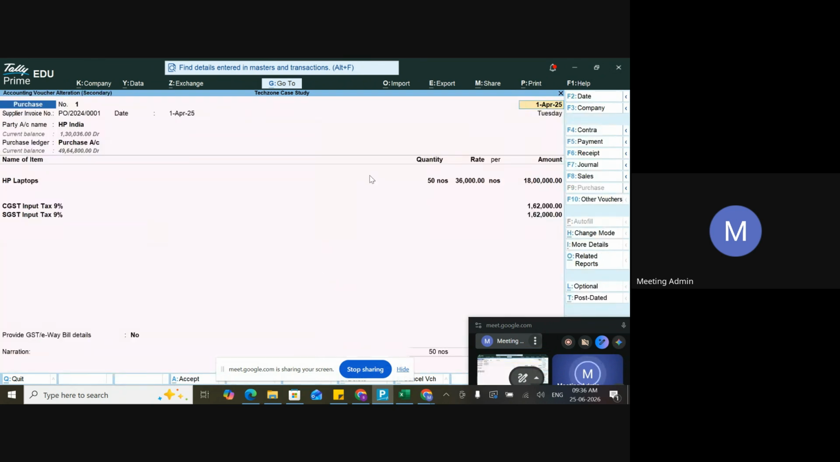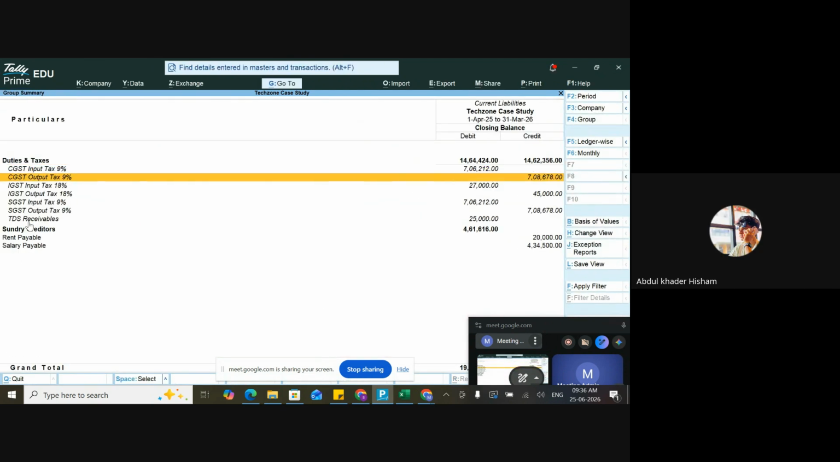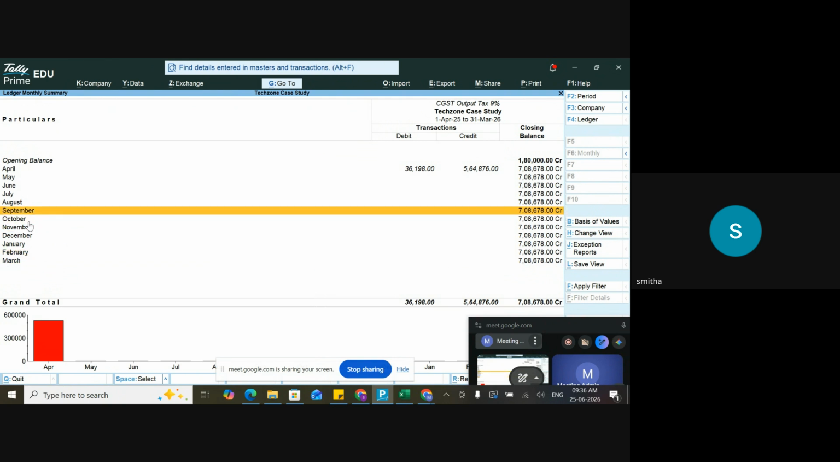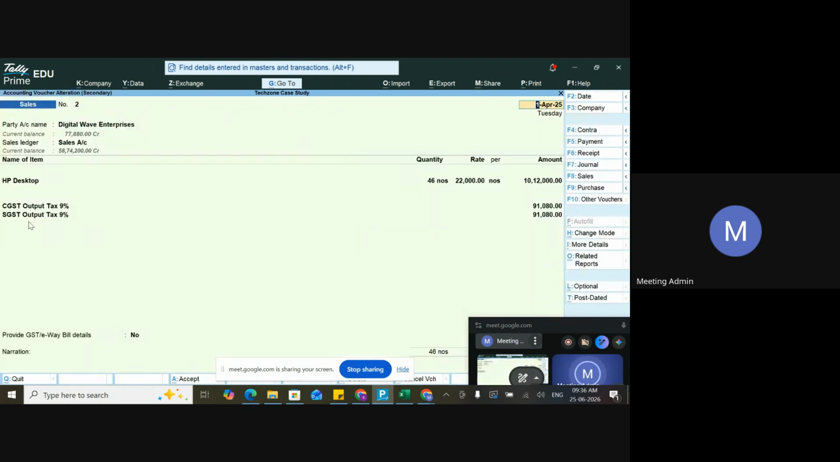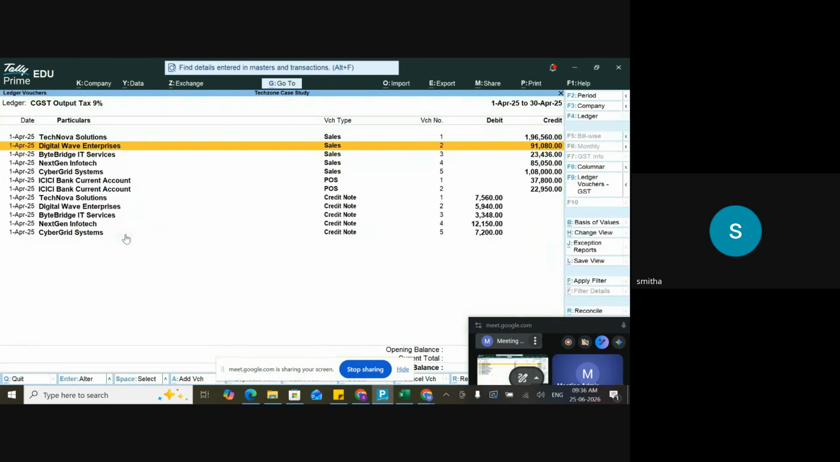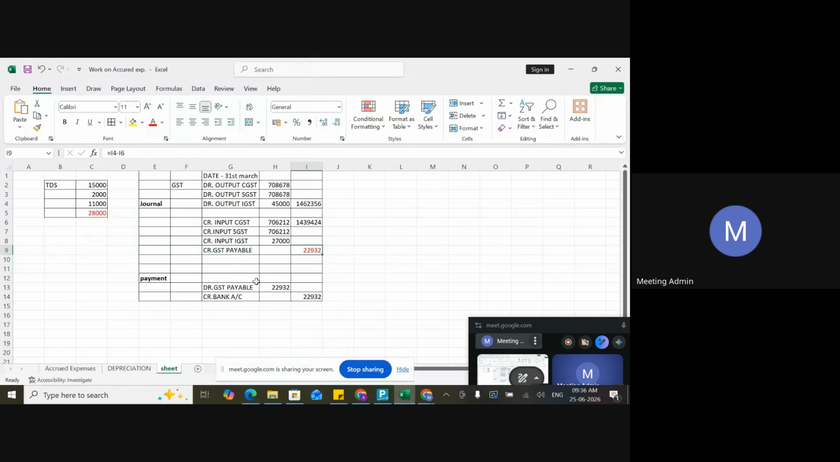For HP India, for purchase, we did the input tax here, right? For sales, we did the output tax, right? So what should be more? Output should be more and input should be less. Then only we are profitable, right?